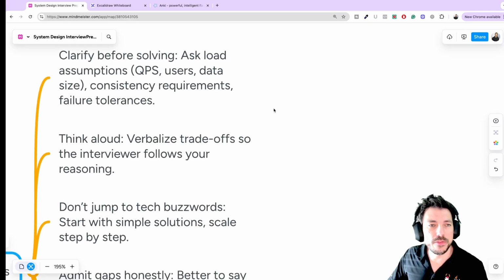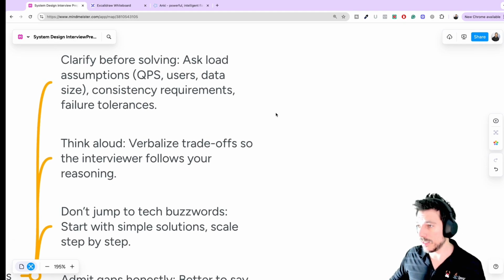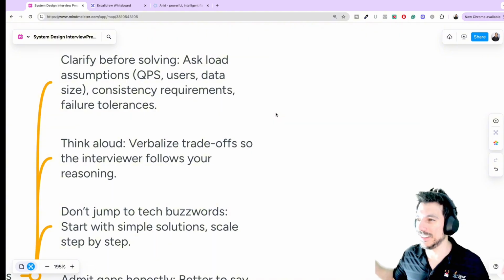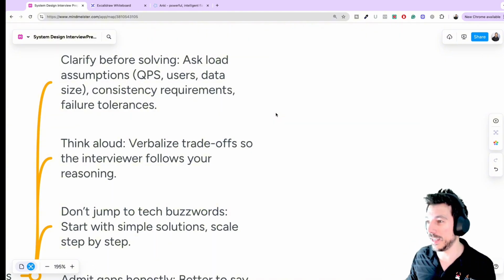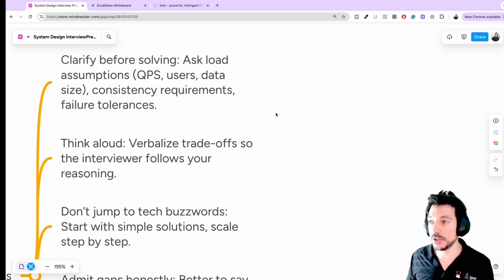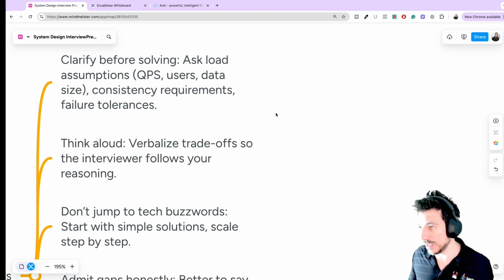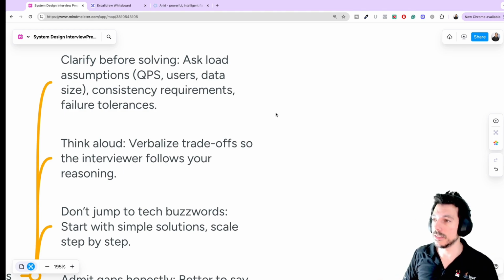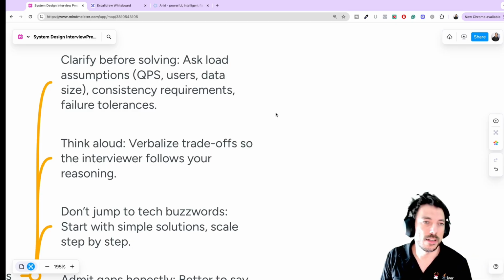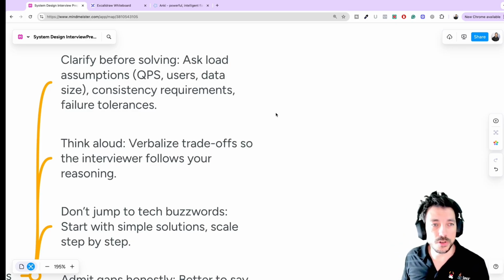It's important that you clarify before solving. The worst thing you can do is start designing everything without asking, right? This is a huge red flag. It's very likely that if you do that, you're going to be rejected right away, because they're going to assume that you're not a good problem solver. If you jump to the solution right away without asking questions, they're going to say, oh, this guy doesn't know what he's doing, right? So always clarify before solving.